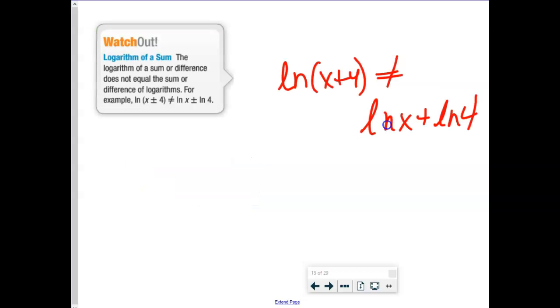So Hoffbauer wrote a big nasty note right here. It says, natural log of x plus 4 is not the same thing as natural log of x plus natural log of 4. Do not think those are the same thing. It cannot happen. It is totally different. It's an illegal math move, okay?